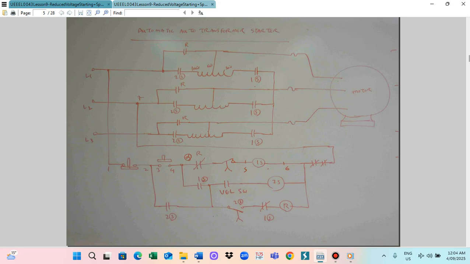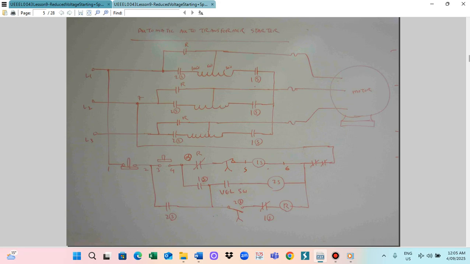So there are three kinds of starter: primary resistor automatic starter, auto transformer automatic starter, and so on. Those are the reduced voltage starters. They are utilized to reduce the motor starting current and the motor starting voltage at the time of starting. Because the induction motor draws a higher current from the supply at starting, we need to reduce it. So this is the way we can reduce it.